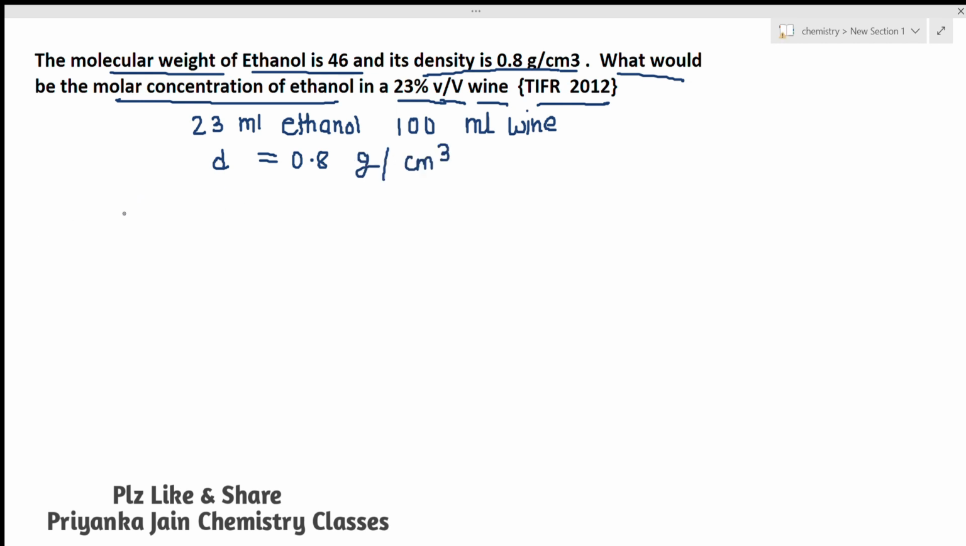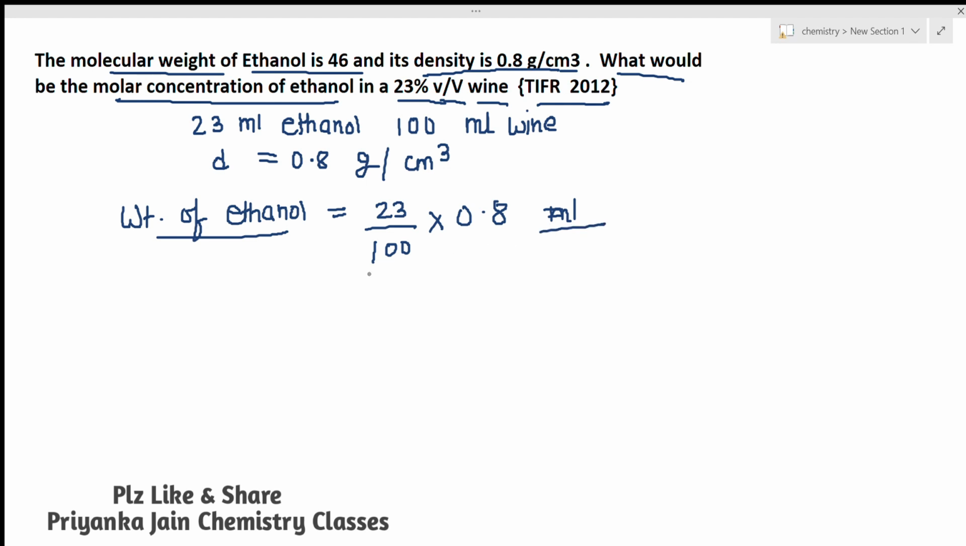So now we can find out the weight of ethanol, and this will be equal to 23 divided by 100 into 0.8. Firstly do this thing, this is in mls. So firstly I am writing here it is in liters. So what you have to do? 23 divided by 100 into 0.8 into multiply it with 10 to the power 3.